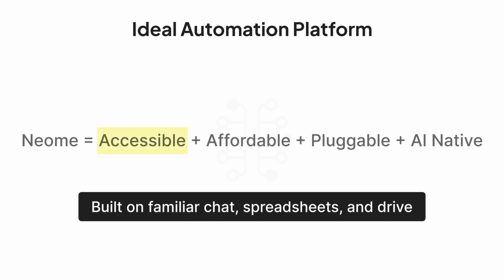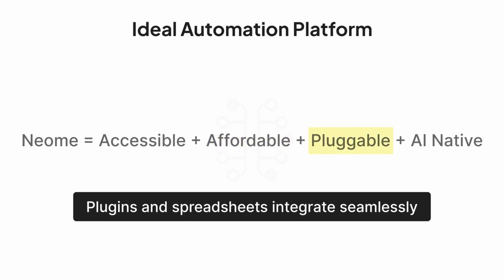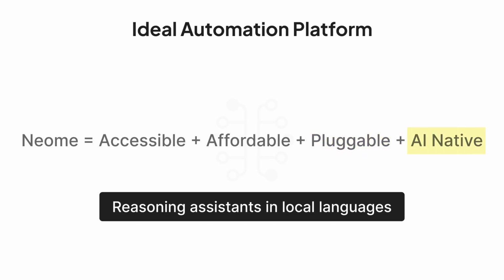It is built on familiar patterns: chat, spreadsheets, Drive, so anyone can use it instantly. Messenger-like simplicity and spreadsheet-level efficiency keep automation costs low. Spreadsheet Drive and executable plugins integrate seamlessly into any ecosystem. AI-native reasoning assistants in local languages accelerate employee adoption.